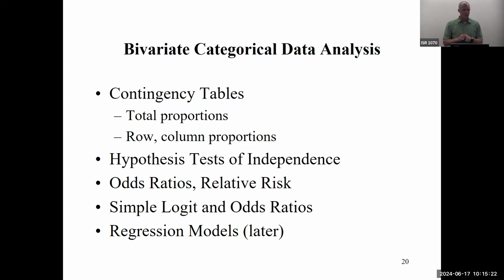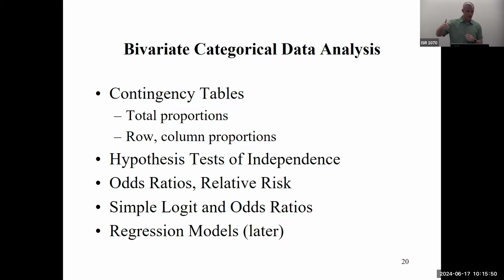Okay. We're going to talk about hypothesis tests of independence. How do we test hypotheses that different variables are in fact independent of each other when we're dealing with categorical data? We'll talk about calculation of odds ratios and relative risk ratios, and the important distinction between those two kinds of measures of association.